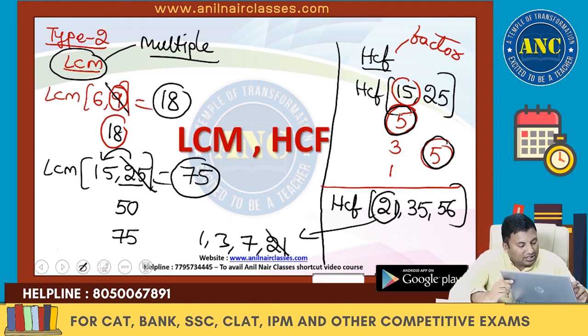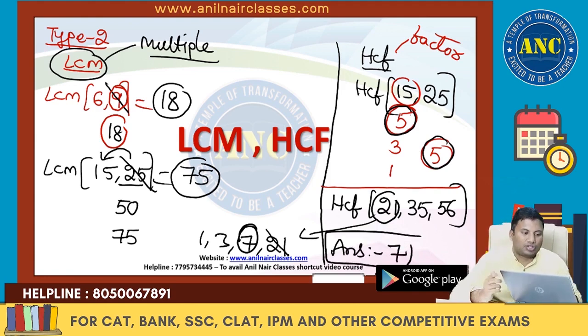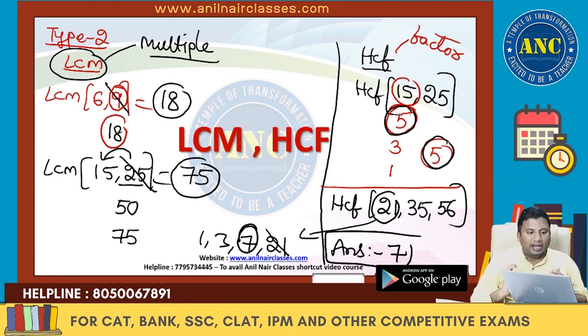21 is the number itself. What is the next number? Next number is 7. Is 7 a factor of 35? Yes. Is 7 a factor of 56? Yes. So the answer for this question is 7. I hope the idea is clear.